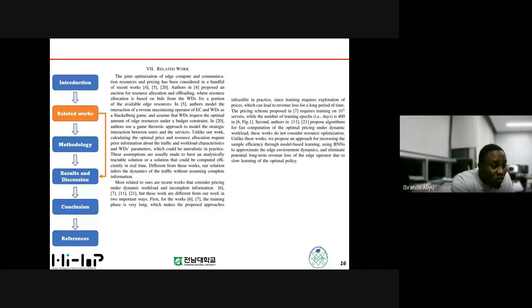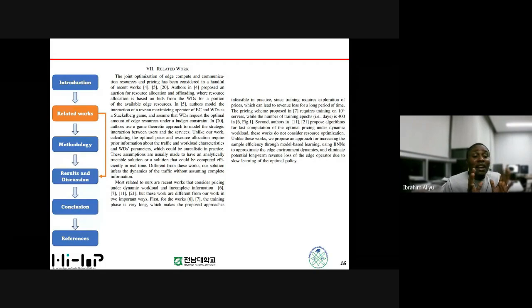And then they move on to the last paragraph. They say most related works to ours are recent works that consider pricing under dynamic workflow. But this work is different from our work in two important ways. First, you could see they explain, then they move to.